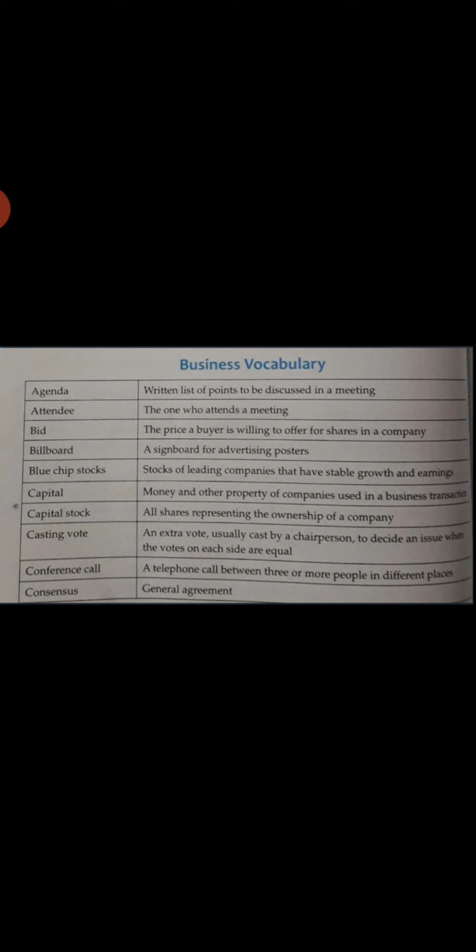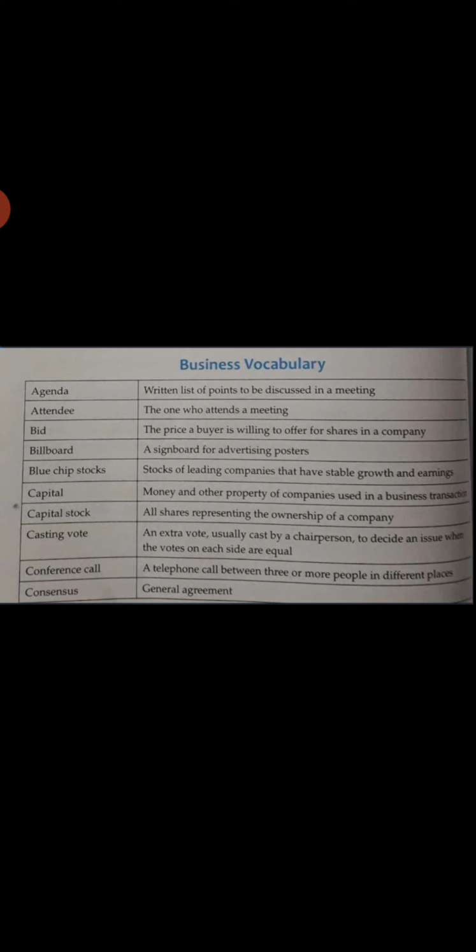Then billboard. I hope you have come across this word billboard. A billboard is a signboard for advertising posters. We see so many film posters while we are traveling. There are very big billboards or signboards for advertising posters. So they are called billboards. Then blue chip stocks. What are these blue chip stocks? Stocks of leading companies that have stable growth and earnings.